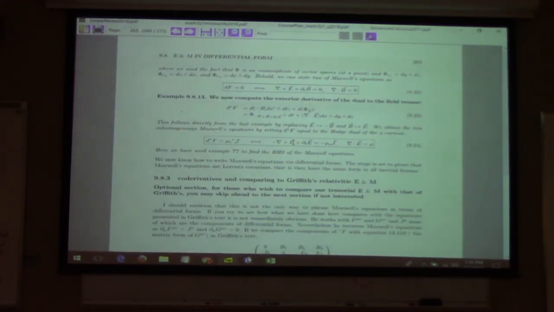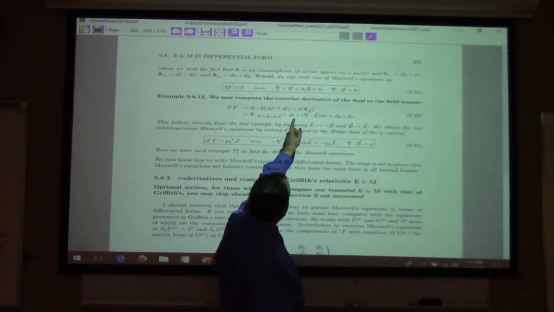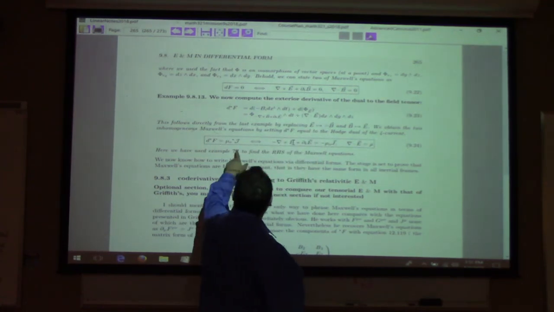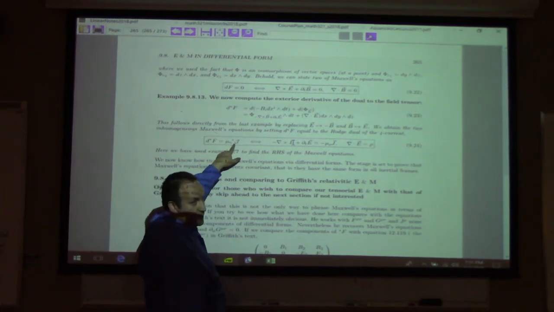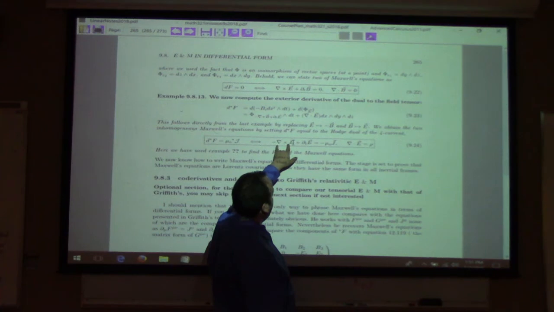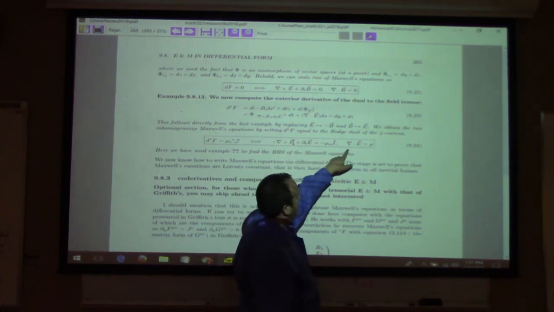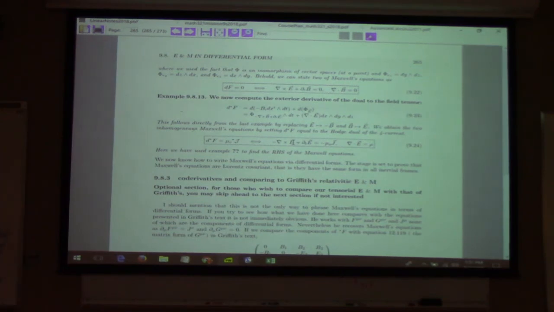Anyway, here it is, punchline. dF being 0 is equivalent to that Maxwell equation and that Maxwell equation: Faraday's law, no magnetic monopoles. The differential of the Hodge dual of F being mu naught times the Hodge dual of the current one-form is equivalent to Ampere's law with Maxwell's correction, as well as Gauss's law. My system of units is a little bit off.